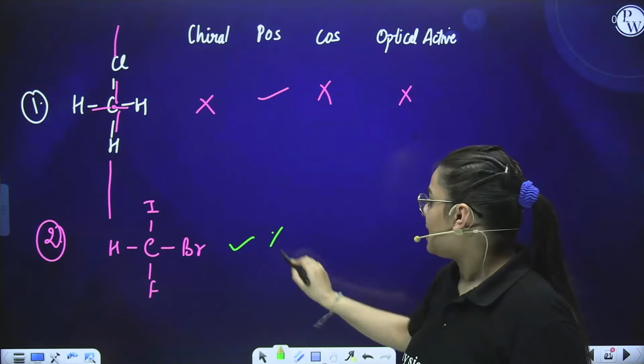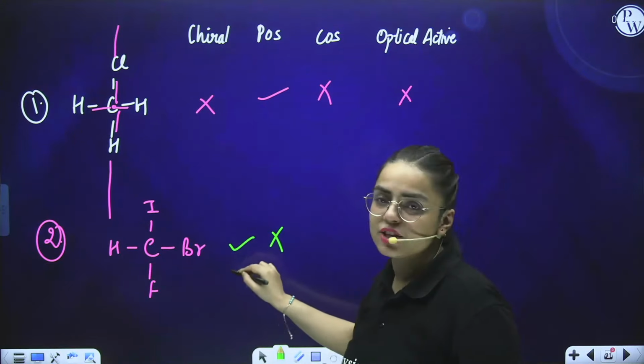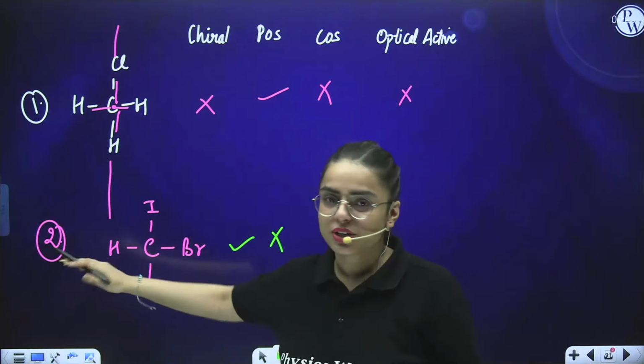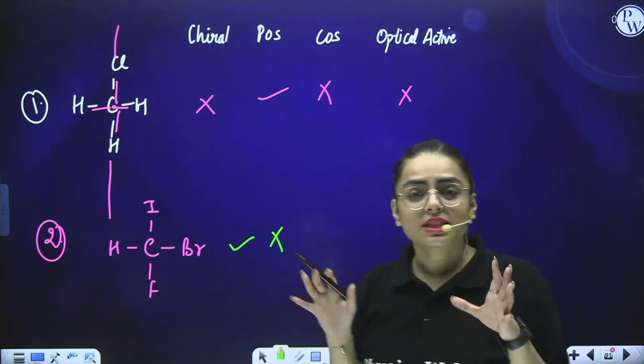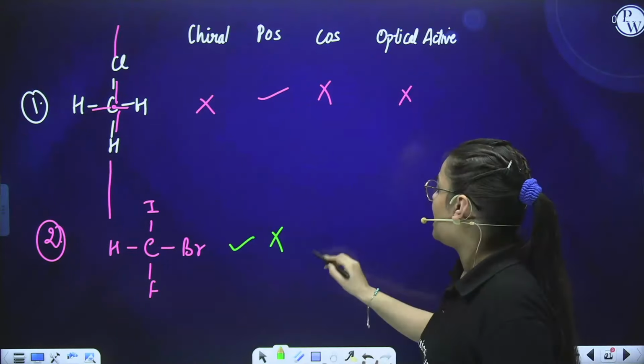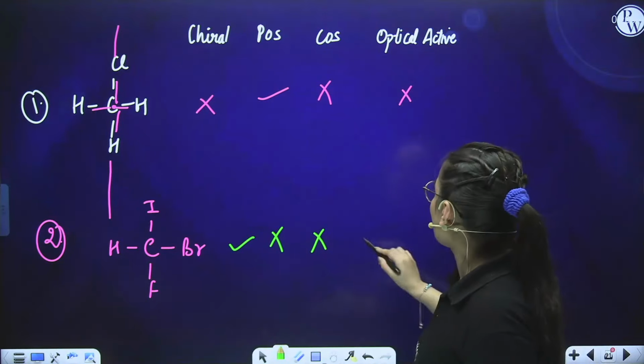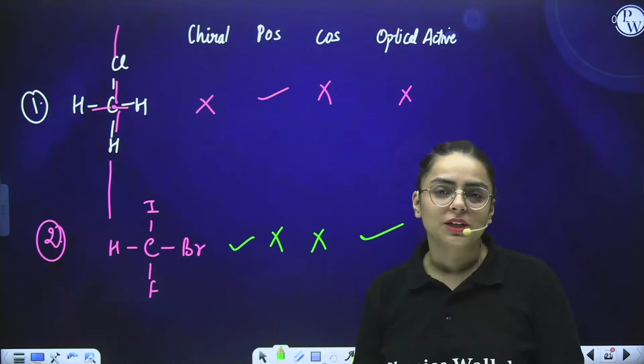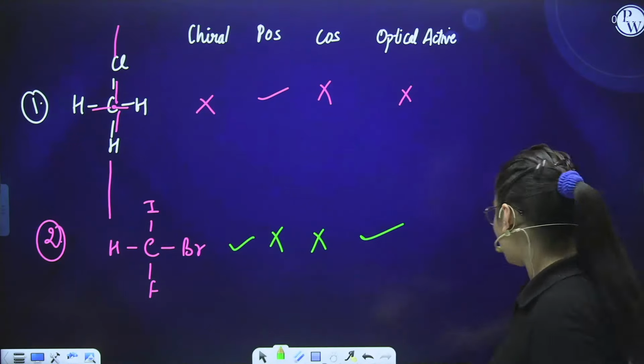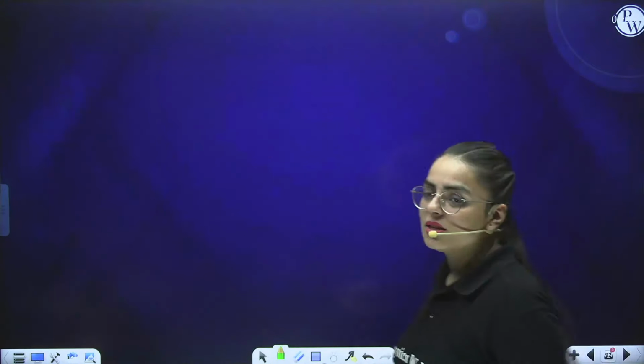So no. Center of symmetry, no, because if you move in this direction, you are getting bromine. If you move in this direction, you're getting hydrogen. So equal atoms, same elements should be there. So it is not there. Now, when both of the elements are absent, the compound is said to be optically active. Hence, it is optically active. Now let us take one last case to understand this more easily.